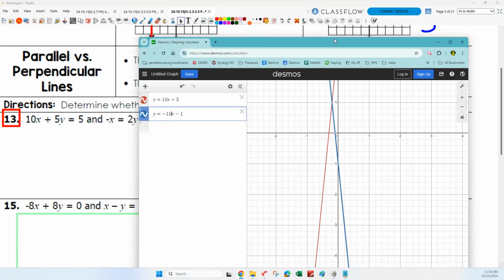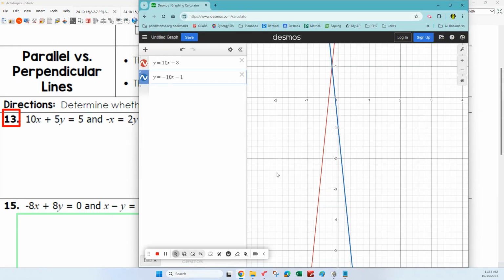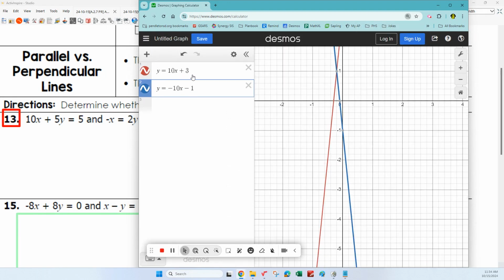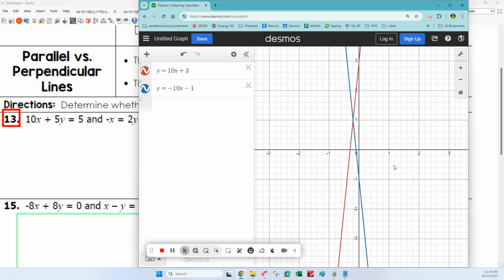Okay, there's two lines, y equals 10x plus 3 and y equals negative 10x minus 1. Okay, well, those are opposites, but that's not enough. Those are clearly not perpendicular. Oh, whoops. Okay. The red one has a slope of 10, blue one has a slope of negative 10. Clearly not perpendicular. What else do I need to do?